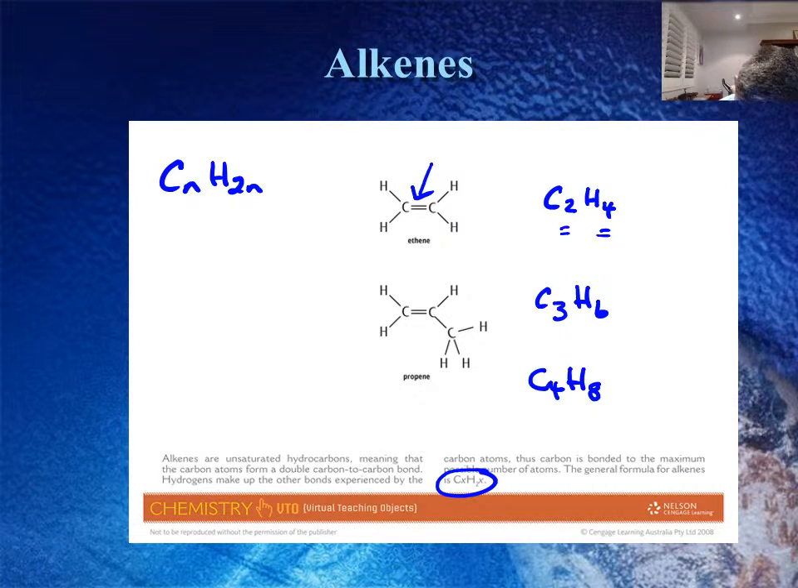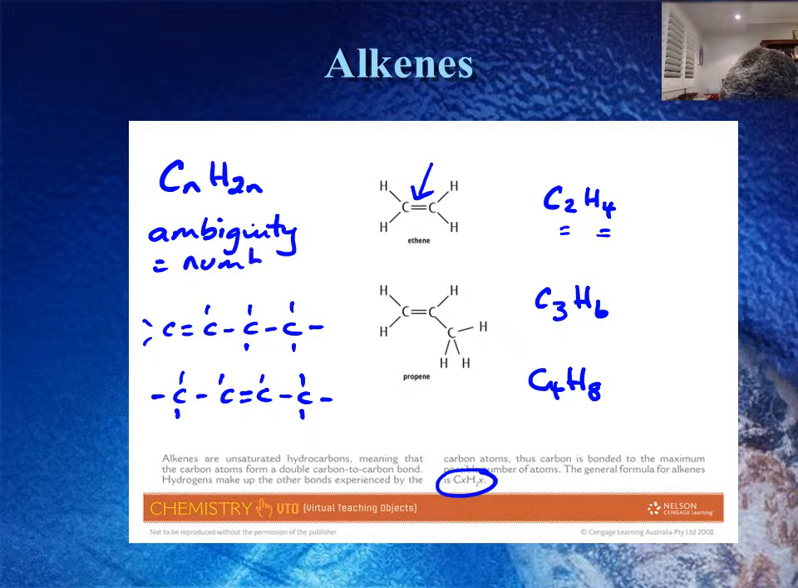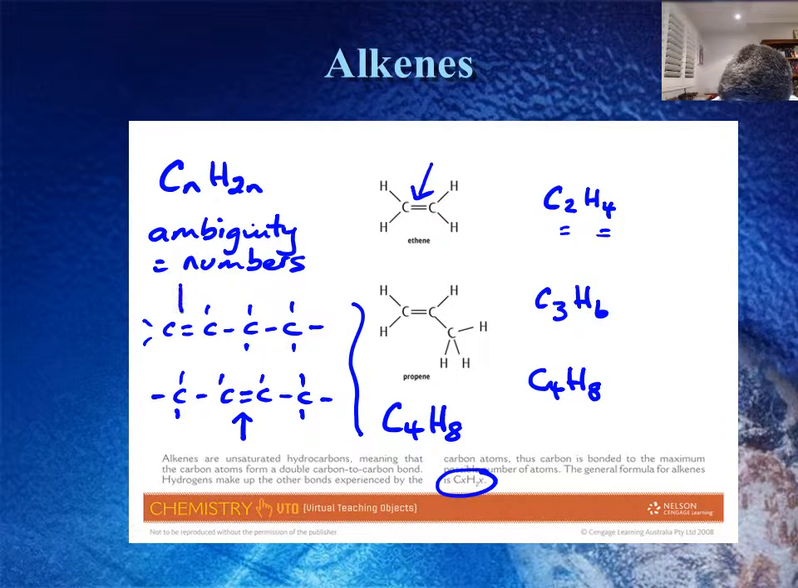And when we looked at butene, we said there was a problem with butene because we could have the double bond on the end carbon, or we could have the double bond on the central carbon. The formulas for each of these are still the same. And the problem is that when we have ambiguity, we need numbers. So whilst the formula for both of these 2 compounds here is C4H8, the position of the double bond changes.